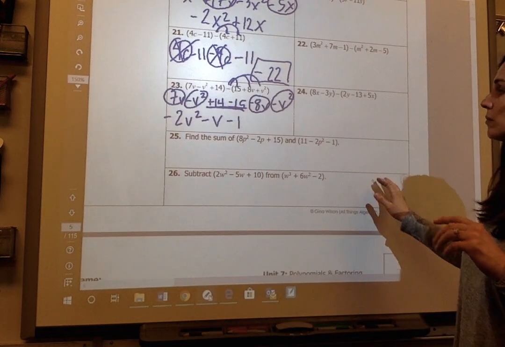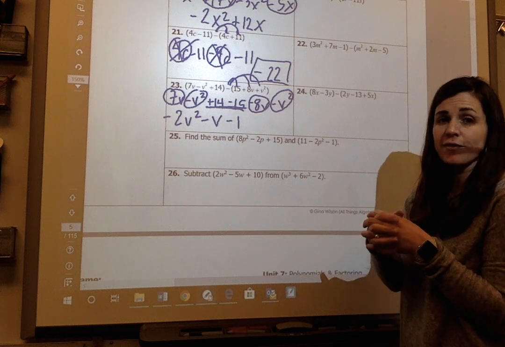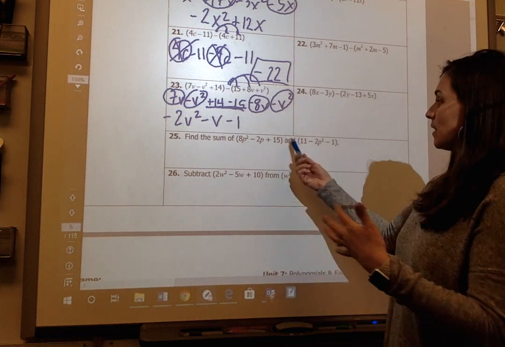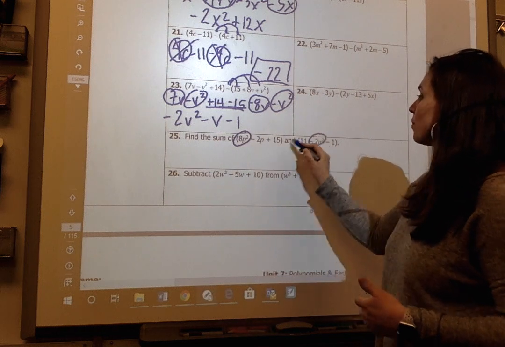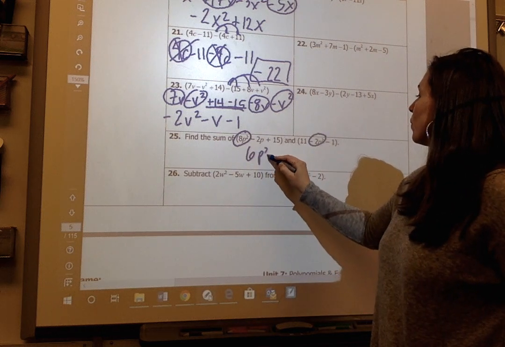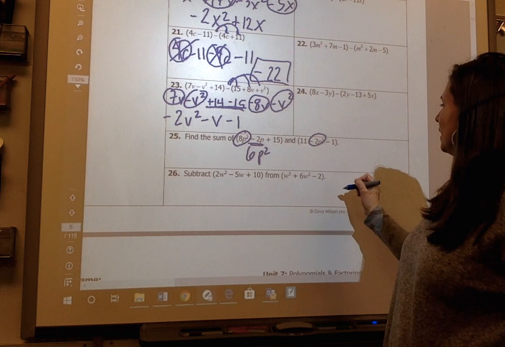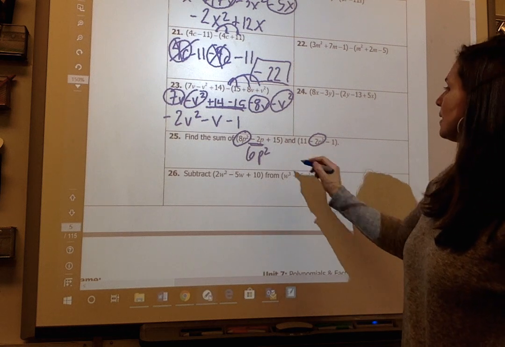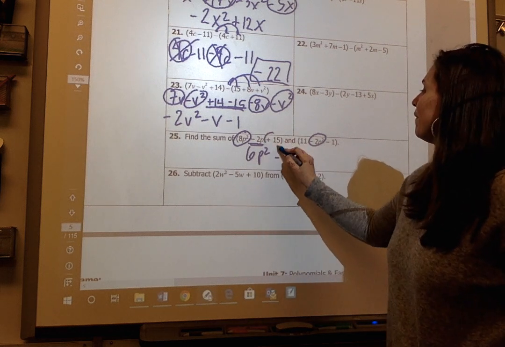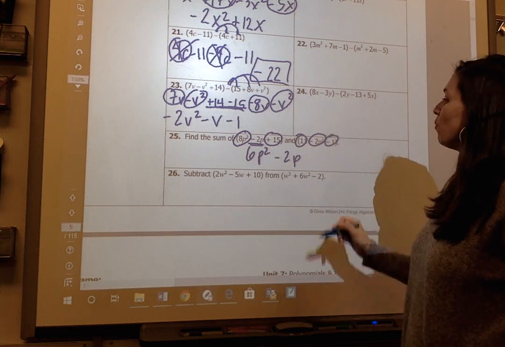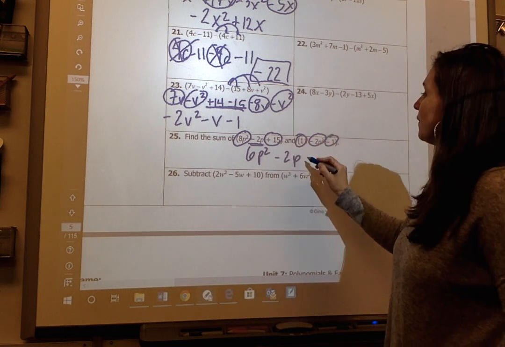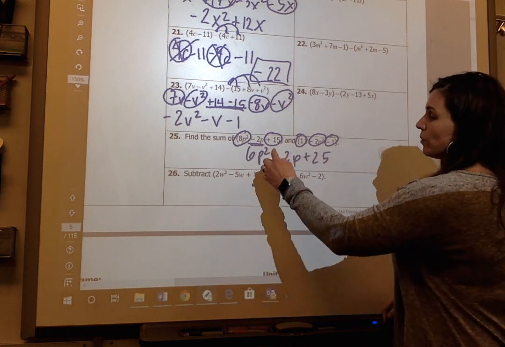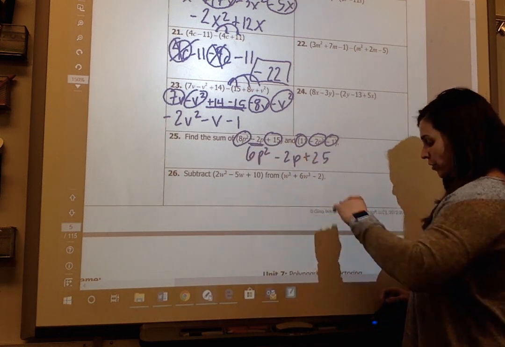All right, so 25 and 26, find the sum. Sum means addition, so I'm just going to simply add these and combine my like terms, and I get 6p squared, negative 2p, that's it, and then I get a 15, an 11, and a negative 1. So 11 and a negative 1 is 10, 10 and 15 is 25. So this is a quadratic trinomial.